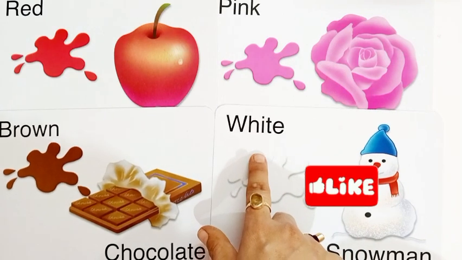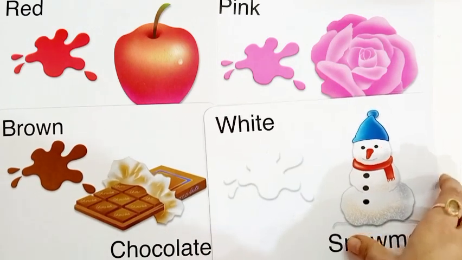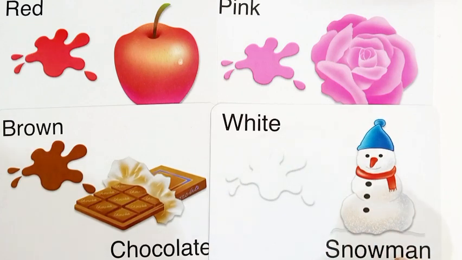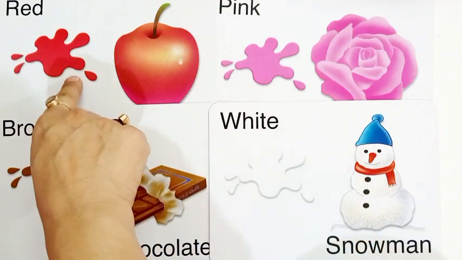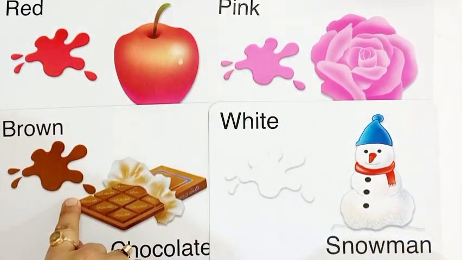This is white. W-H-I-T-E, white. And the example is snowman. S-N-O-W-M-A-N, snowman. The color of the snowman is white color. White snowman. So red color, pink color, brown color, white color.